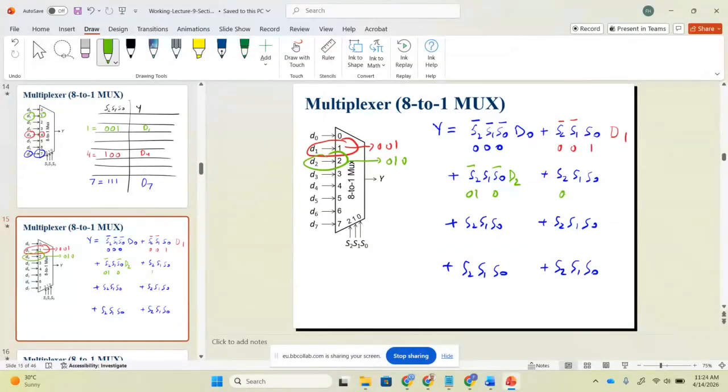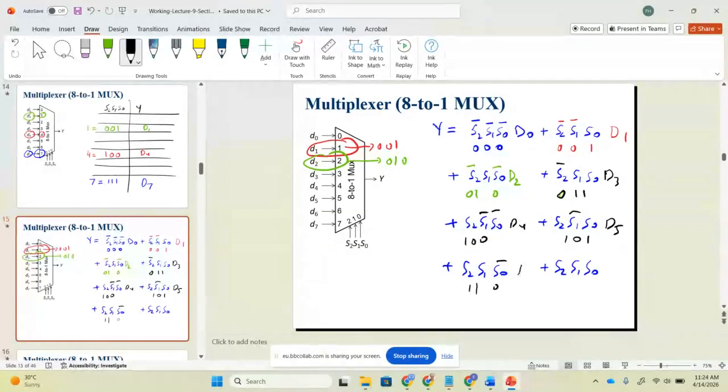So this is 011. Now I can stick with the black color, so I'm not going to do it now. So this is 011 and D3, and then 100, then D4, then 101 and D5, and then 110, D6, and 111, D7. Any question? Clear or not clear?